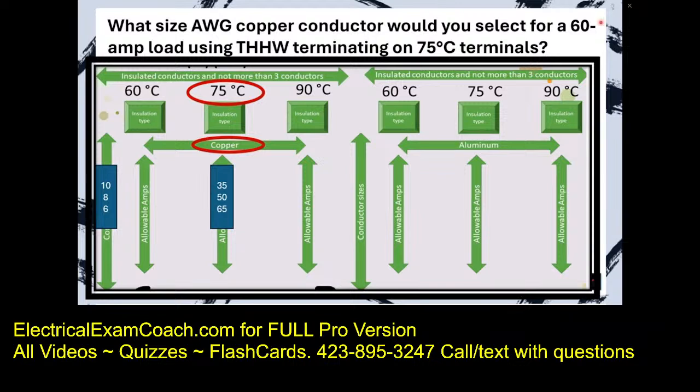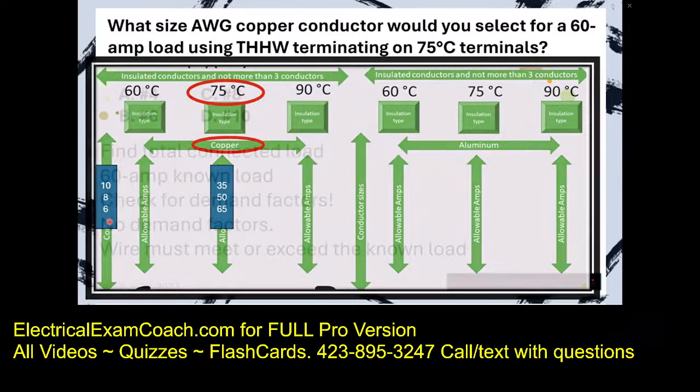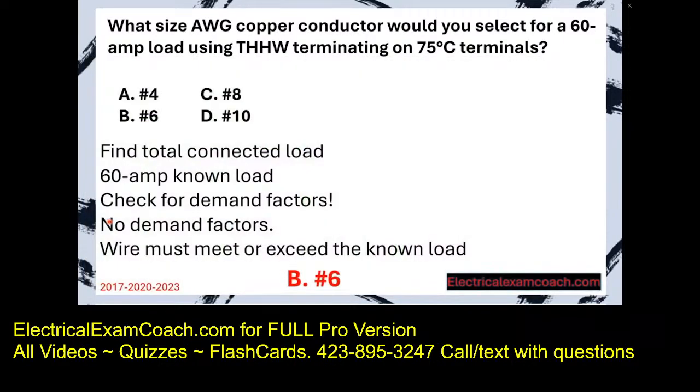60. I'm going to start down the 75 degrees C column until I find a wire that covers the known load. And then I'm going to use a straight edge to come over and select my size wire. And in this case, you would put it on a 6-gauge wire. We go back and we select B. Great job.